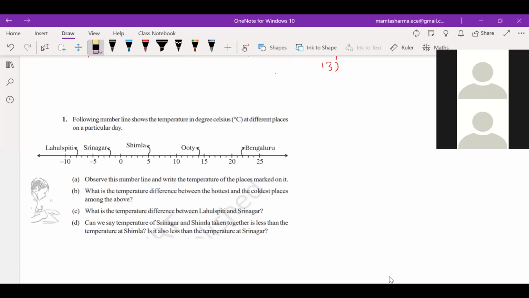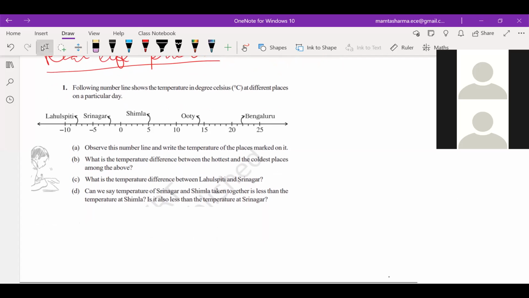You will see they all are real life problems, where these integers, whole numbers, and all these x, y, z numbers will be used in your real life. After solving this question, you could see how important this chapter is.